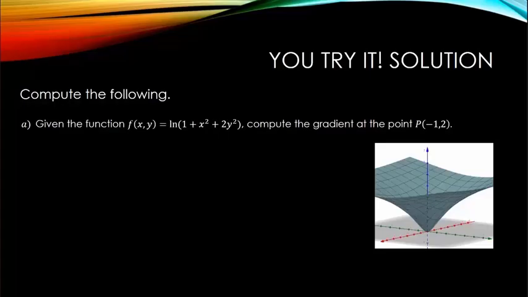In A, I'm given the function f of x y is equal to the natural log of the quantity 1 plus x squared plus 2y squared, and I want to compute the gradient at the point P with the coordinates -1, 2. When I graph this, it looks like a sheet that has been held horizontally with a rock dropped in the middle of it to pull the bottom down. My gradient of f of x y is given by a vector with the components fx at x y, fy at x y.